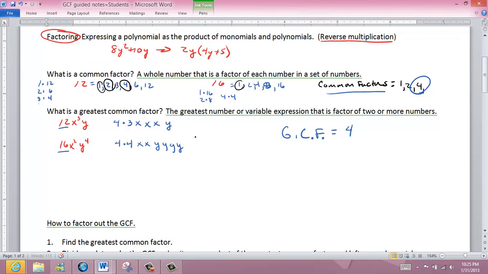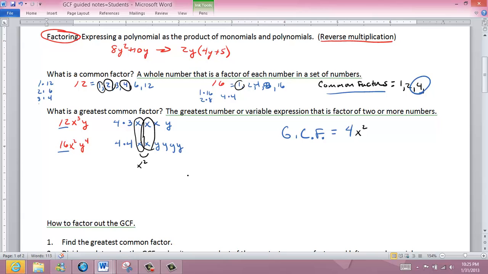Well, it seems like with the coefficients, it's easy to find the greatest common factor between them. Okay, 12 and 16, no problem. But how do we look at the variable expressions? Well, starting with the x's, how many do they have in common? They have one pair in common here and another pair in common here. So how many pairs do they have in common? Well, they have 2 pairs. So the greatest common factor between x to the third and x to the second will actually be the 2 pairs, giving us x to the second.